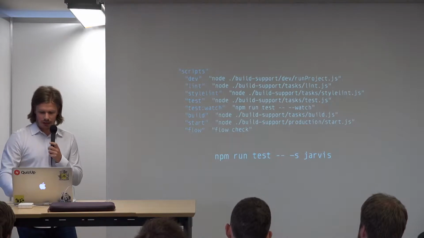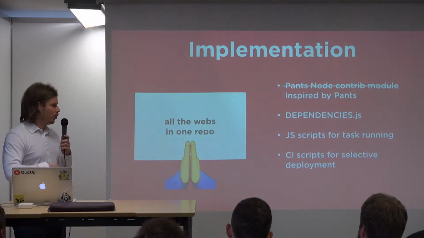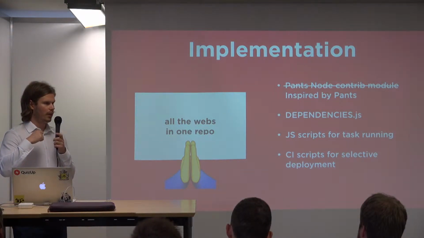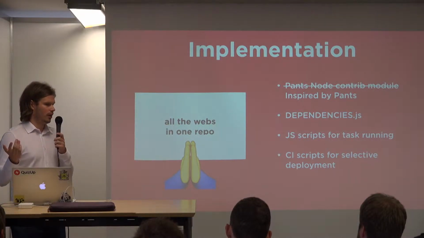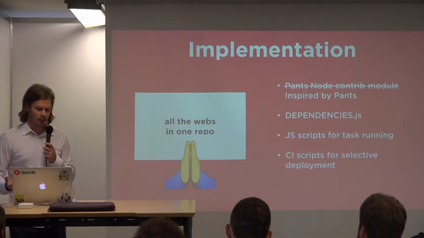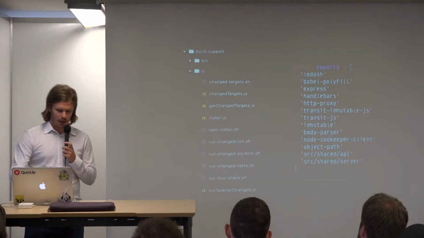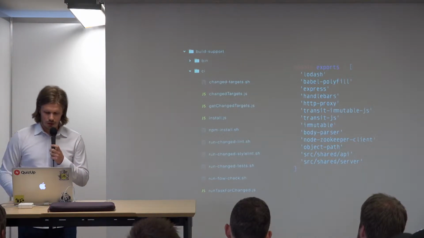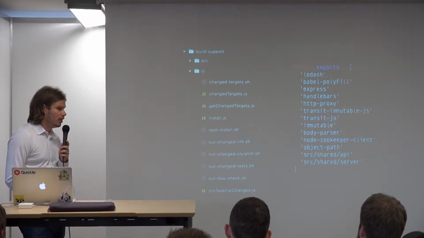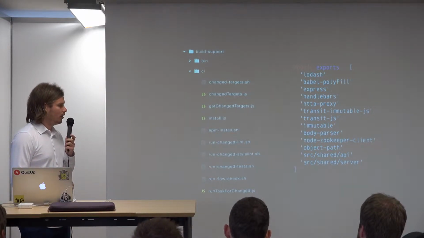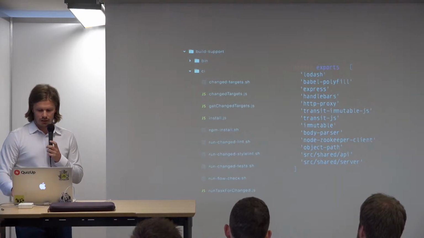And then the last thing we did was we created CI scripts, because if I change something in the Jarvis project, I don't want all of our services to deploy, because that's unnecessary and it takes a lot of time to deploy everything. So we created CI scripts, and you can ignore the shell scripts, they're just because Jenkins doesn't know how to run Node. But we have a script here called change targets, and that's sort of the heart of our monorepo here. Change targets does sort of 4 things.